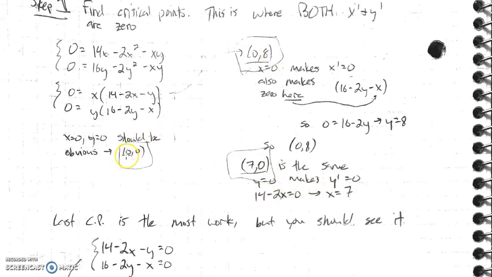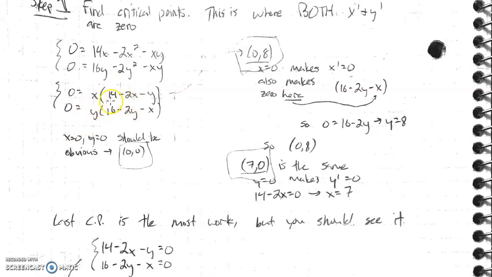So I've got 3 critical points so far: (0, 0), (0, 8), and (7, 0). The last one is a little bit more work, right? So let me talk about what I've done. I've done this with that, and then this with that. So I've gone down and across, and then up and across right there, right?